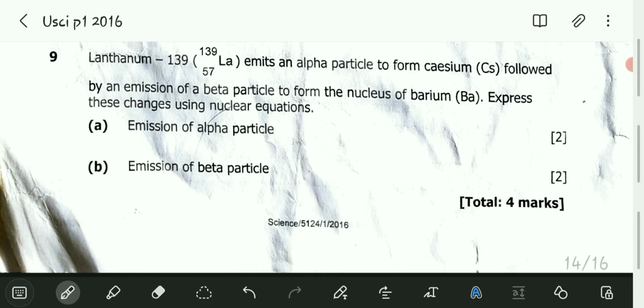This particular question is on radioactivity, which is probably the last topic in grade 12. This one is all about decay equations, and let's get into it. Question 9 reads, lanthanum 139 emits an alpha particle to form cesium, followed by an emission of a beta particle to form the nucleus of barium. Express these changes using nuclear equations.